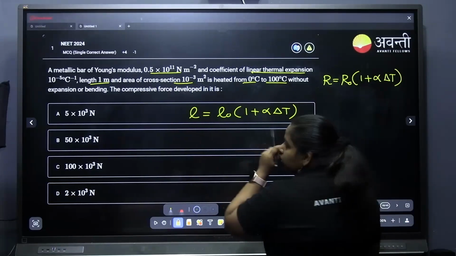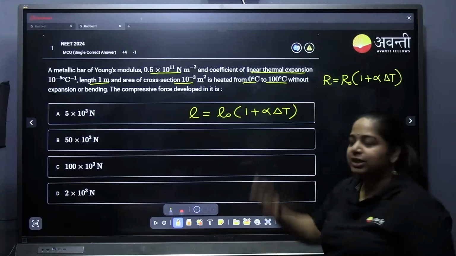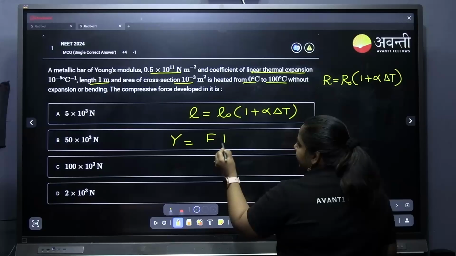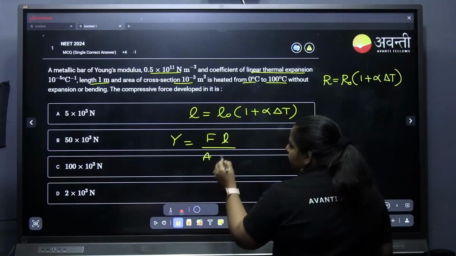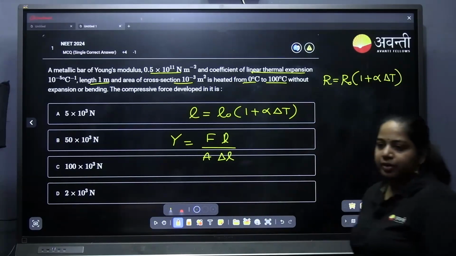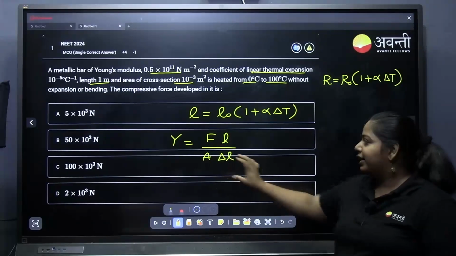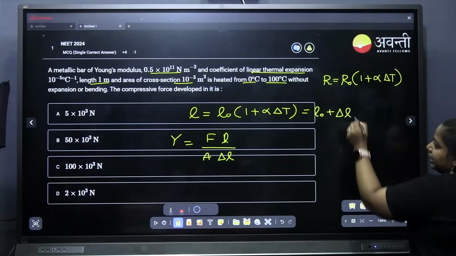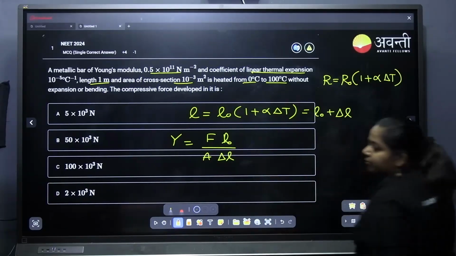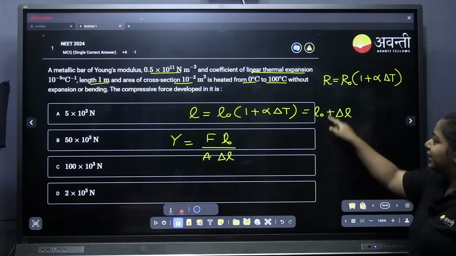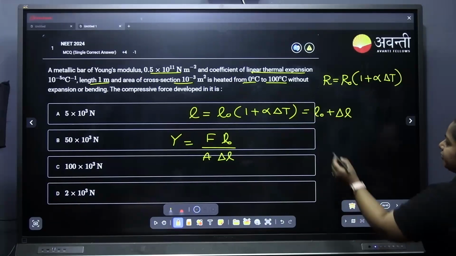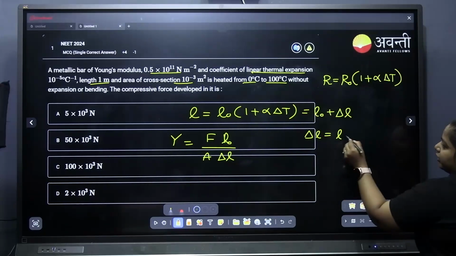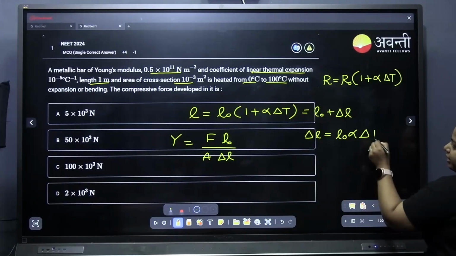So now coming to our Young's modulus part. Young's modulus is equal to force into L divided by A into delta L. We only want delta L. So new length is L naught plus delta L, right? This is the original length, okay? L naught plus delta L. So delta L will be equal to what? From this we will get delta L equal to L naught alpha delta T.